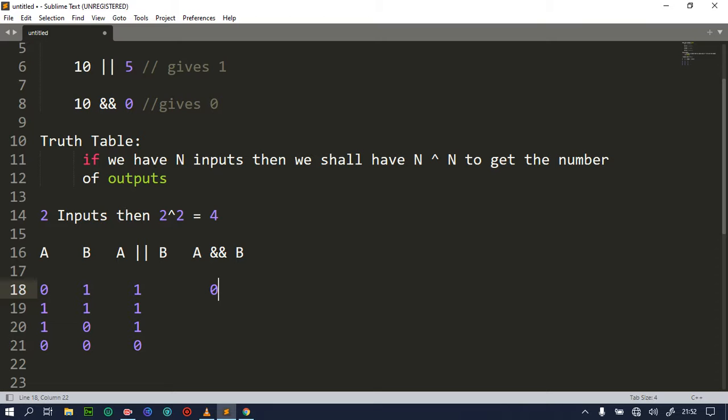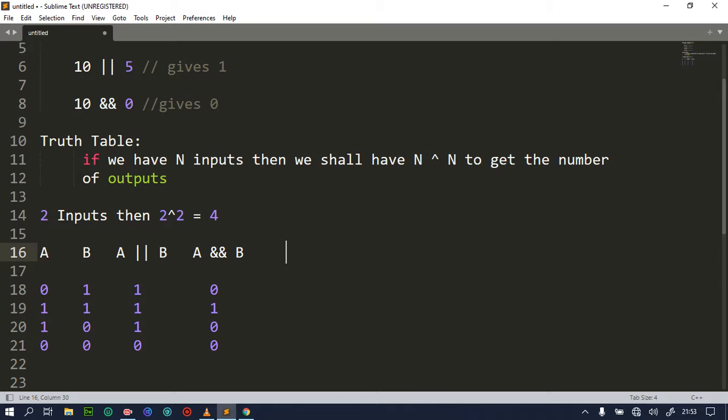Okay, so definitely this will mean a false, this will mean a true, this will mean a false, and this will mean a false. Okay, that is A and B.